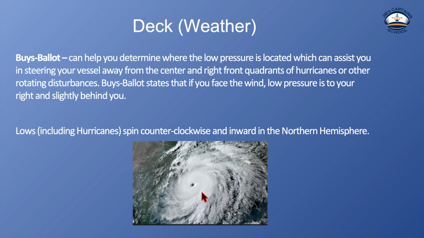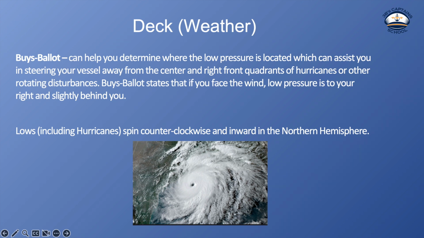Okay, so there's a neat little law here called Buys Ballot's Law, and it can help you determine where low pressure is located, and this can assist you in steering your vessel away from the center and right quadrants of hurricanes or other large low pressure systems.